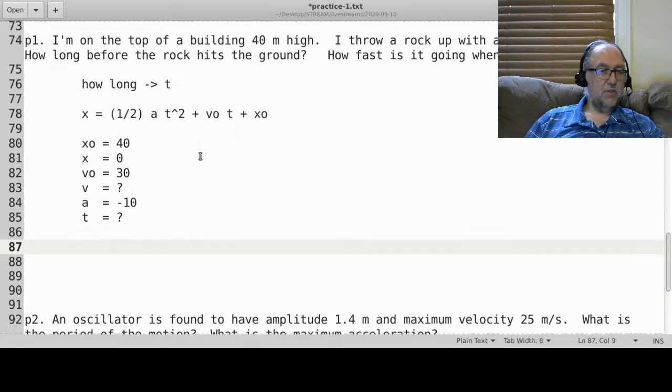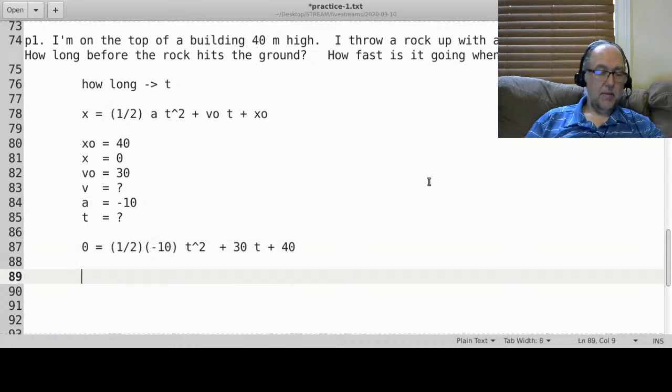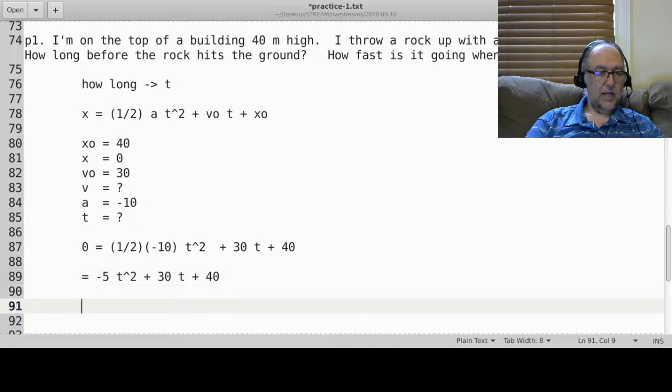Okay. And so now we can substitute in the numbers. For x, we're going to put in 0. So I'm substituting in for x there, like that. Is equal to a half times the acceleration, which is negative 10, multiplied by t squared, like that. Okay, so a is negative 10. All right, plus v naught is 30, and then times t, plus x naught was 40. Okay, like that. Let me simplify that a bit. The half times negative 10 is negative 5t squared, plus 30t plus 40, like that.